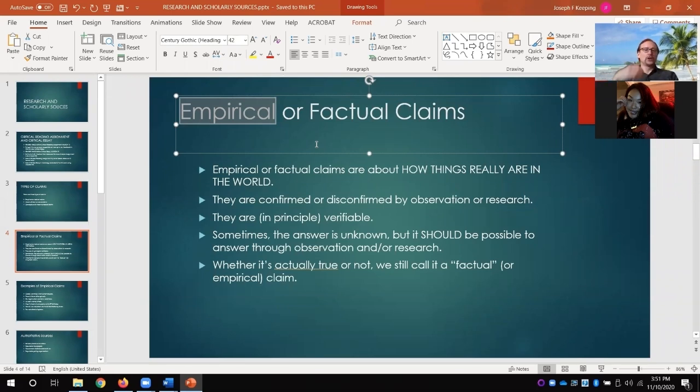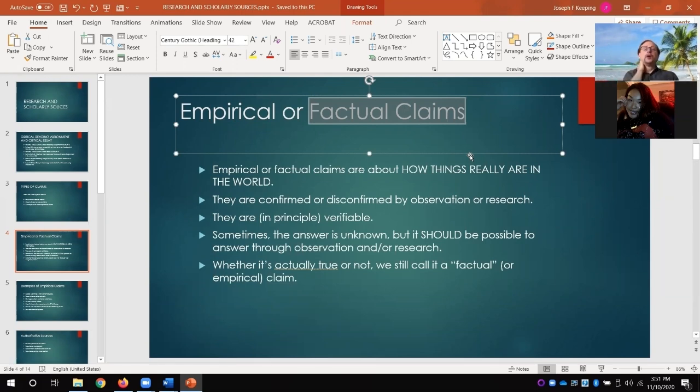The word factual claim is a little bit misleading, because if you say this is a factual claim, you're kind of implying that it's true. But the way I'm using it here means that it's a claim about facts. By calling it a factual claim, I'm using it in the same way as I would use the word empirical, which means it's a claim about facts, not necessarily saying whether it's true or not.